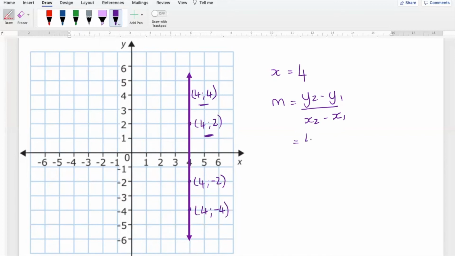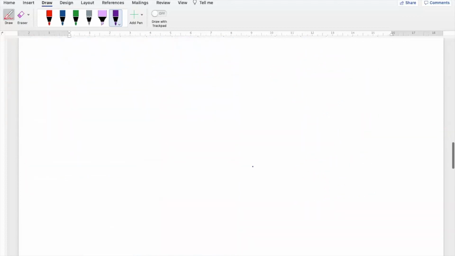So at the top, I've got 4 minus 2. And at the bottom, I've got 4 minus 4, which gives me 2 over 0. And this should be a huge red flag for you. We cannot divide by 0. It gives us something that is undefined. So actually, what we're saying here is that this graph has a gradient which is undefined. In general, we're going to say that all vertical graphs have the equation x equals a number, and their gradient is always undefined. So let's just summarize what we've seen.